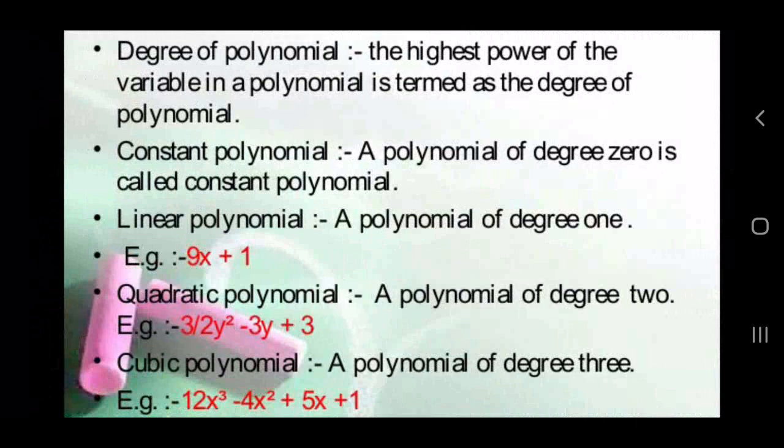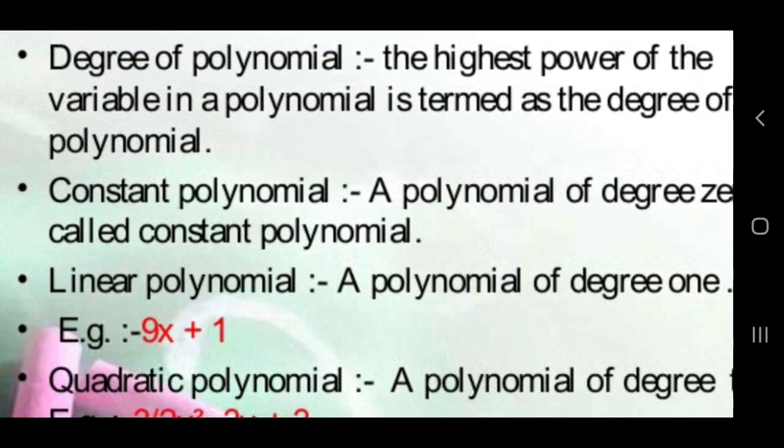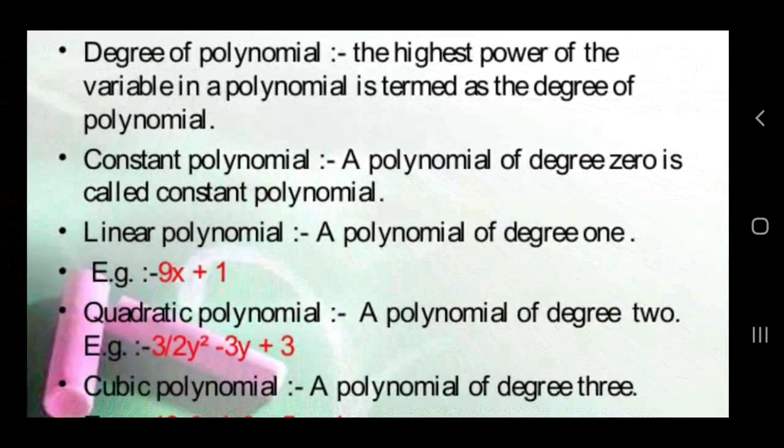Next part of this chapter is the degree of the polynomial. This we've already studied in 9th standard, I think. What is the degree? Degree of the polynomial means the highest power of the variable. Highest power means, for example, in x square, 2 is the highest power, which is known as the degree.